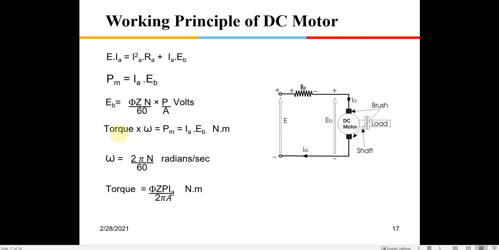Now what is torque into angular velocity? Torque into angular velocity is the mechanical power, right? Like you have for a linear system, you have force into velocity. Similarly for an angular system, you have torque into angular velocity. Okay, that you can relate with the mechanical power which is generated here, which we saw here. So IA into EB. And then for omega, which is the angular velocity, if I replace it with 2 pi N by 60, so if I do this substitution here, I will get the value of torque as phi Z P IA by 2 pi A.